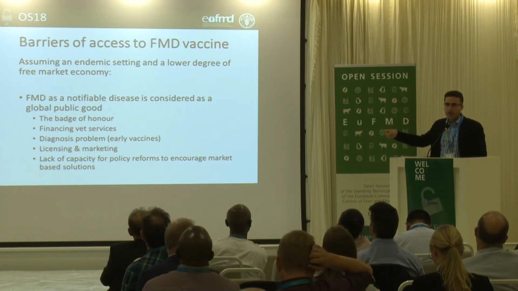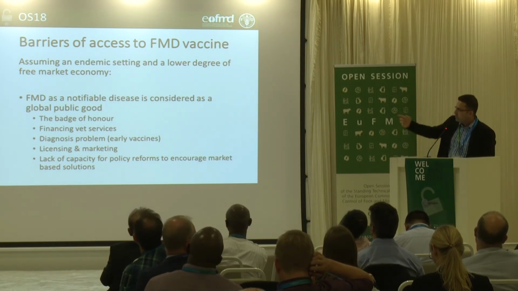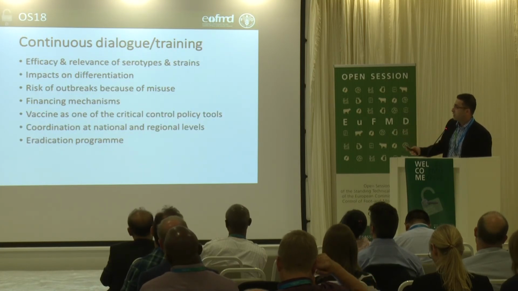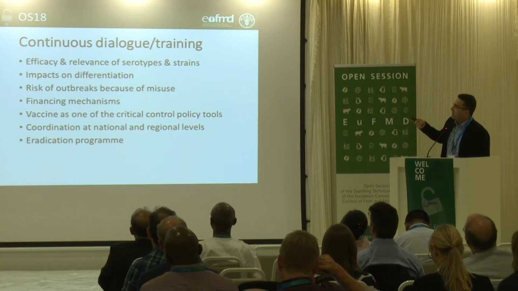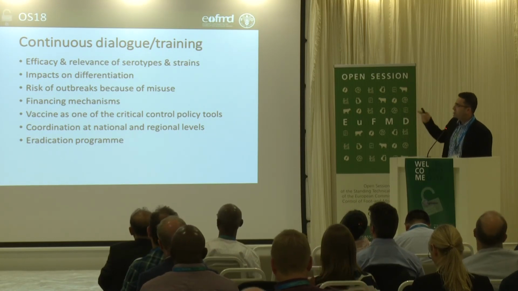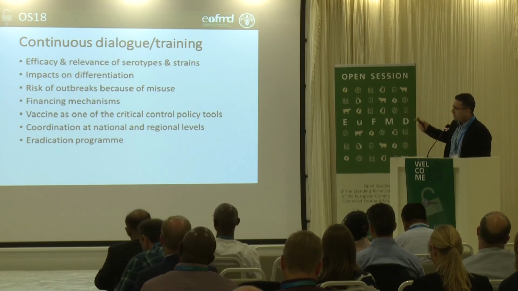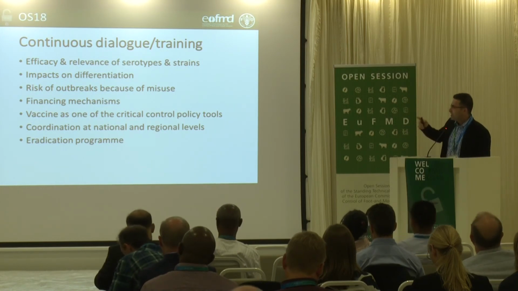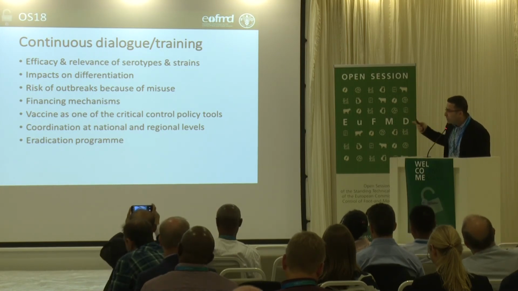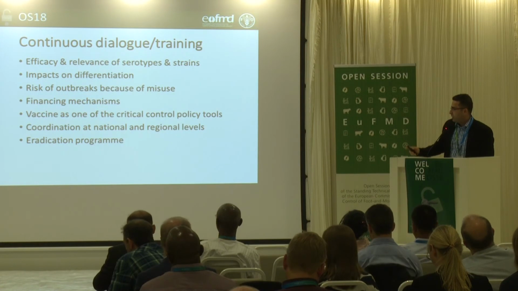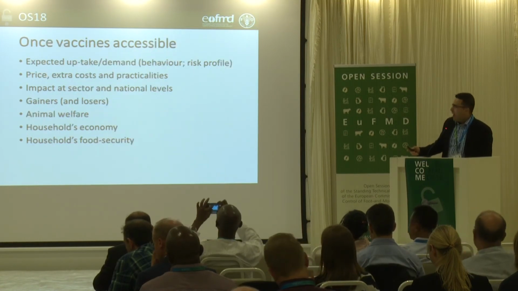That's a very key barrier, which in my view, we need to focus on that in the countries that deal with endemic situation. So I suggest a continuous dialogue and training, which EuFMD and OIE are doing it, about efficacy and relevance of serotype and strains, impact on differentiation, risk of outbreaks because of misuse, financing mechanisms, vaccine as one of the critical points, policy tools, and coordination at national and international level, and eradication program.